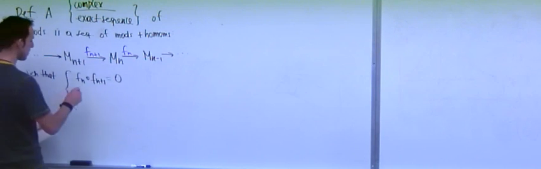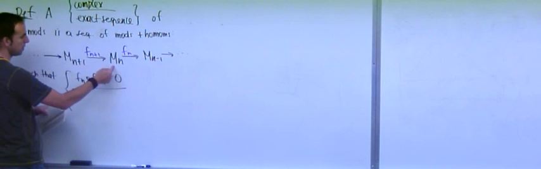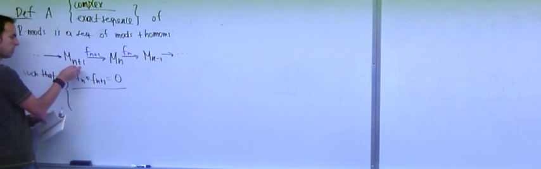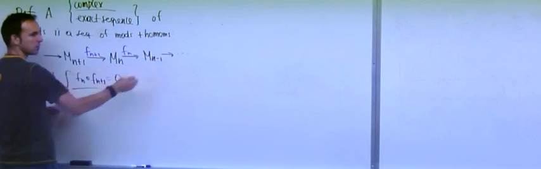And you're an exact sequence if the kernel of, when you consider the image of F_{n+1}, that's going to be exactly the kernel of F_n.